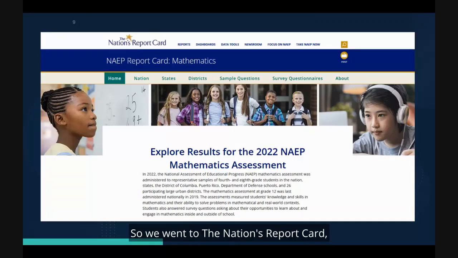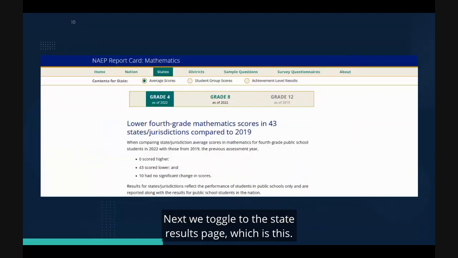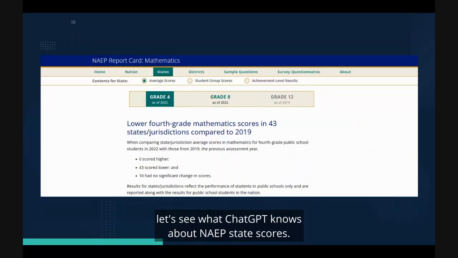So we went to the nation's report card, the home of NAEP, which you can see on the screen, and selected the math report card. Next, we toggled to the state results page, which is this. And then we asked ourselves, let's see what ChatGPT knows about NAEP state scores.